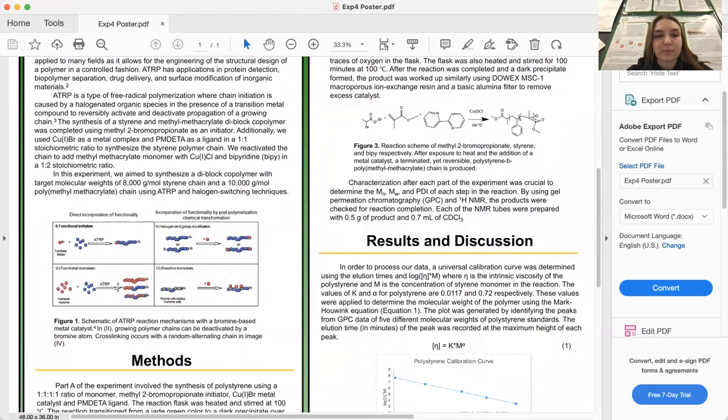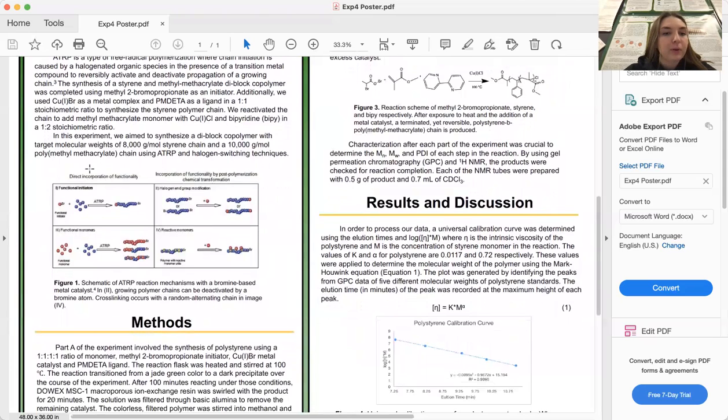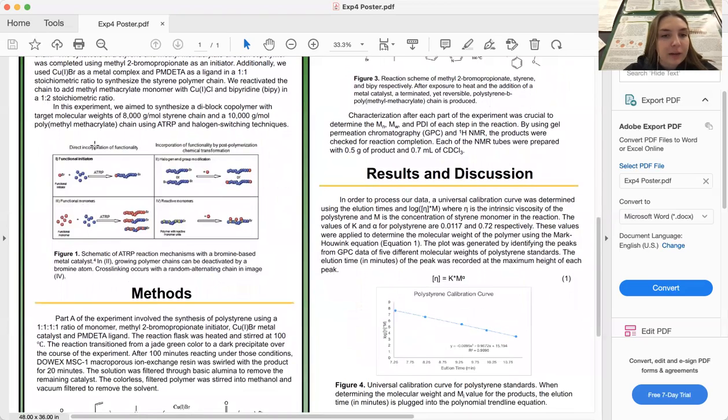And when synthesizing these molecules, we had target molecular weights of 8,000 grams per mole for styrene and 10,000 grams per mole for PMMA. And right here is a schematic of the role of the halogen in ATRP and how it switches to end cap and terminate growing polymer chains.